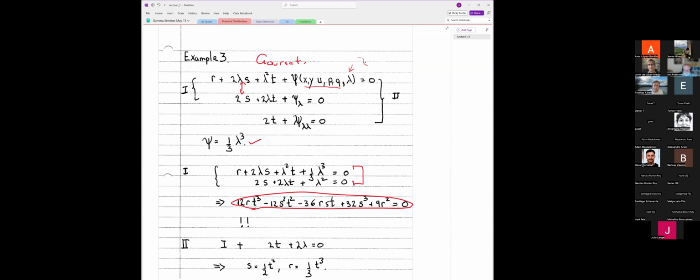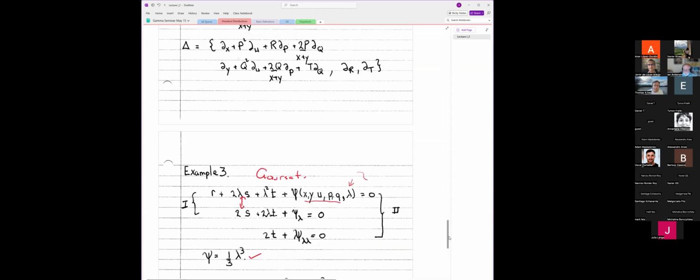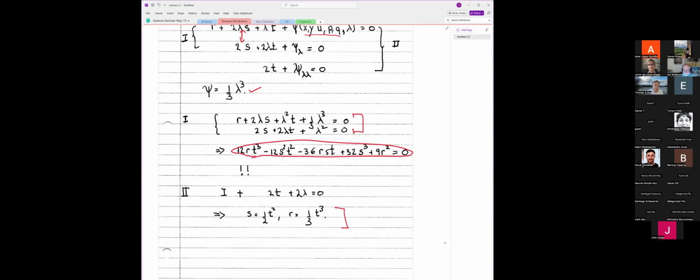So you use lambda as one of the coordinates on your manifold. If you go one step further and differentiate again, then you'll get this overdetermined system: u_xy equals 1/2 u_y squared, and u_x equals 1/3 u_y cubed. You'll get this system of equations, which appears as one of the first examples again in the Cartan 1910 paper.